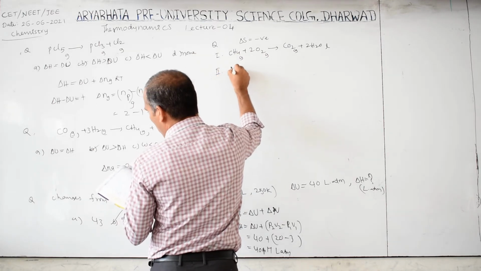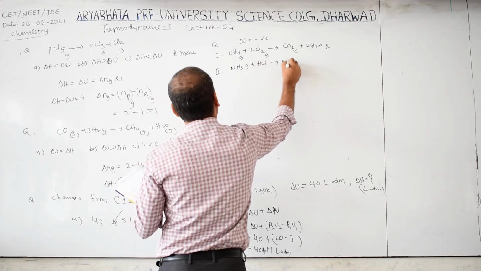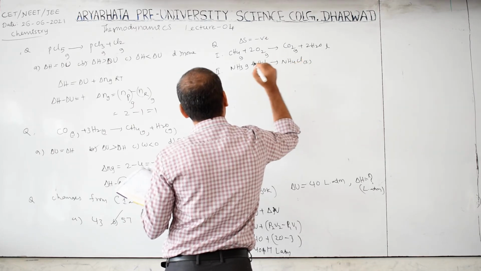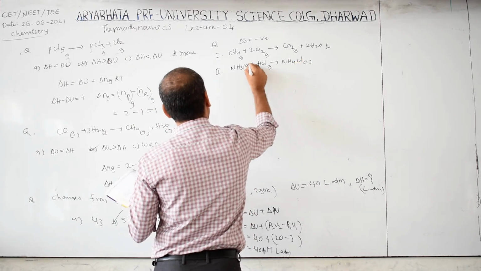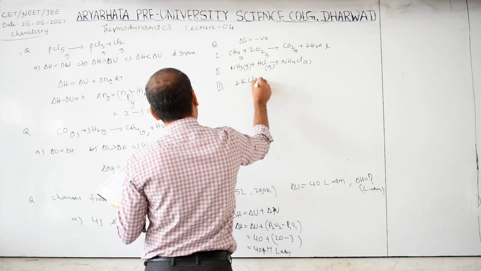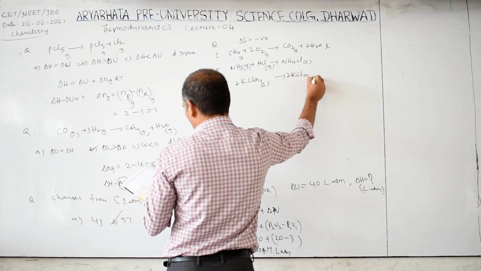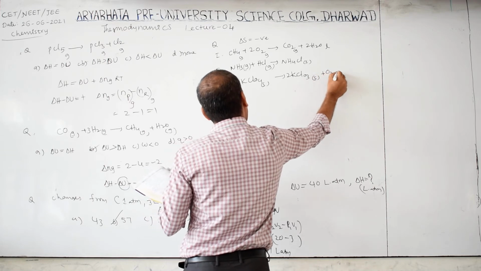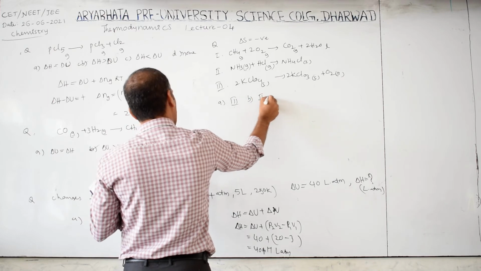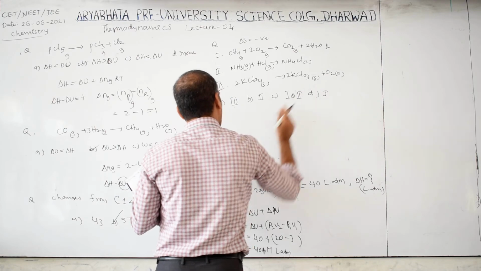Second one, NH3 gas plus HCl gas gives rise to NH4Cl. That is solid. It is gas, means this is also gas. Then third one, 2KClO4 solid gives rise to 2KClO3 solid plus O2 gas. Option A third, option B second, option C 1 and 2, and D only 1.